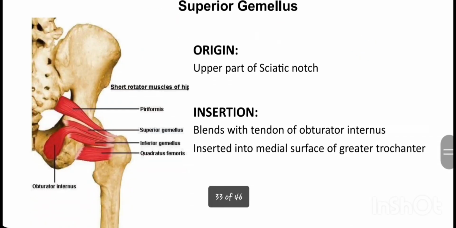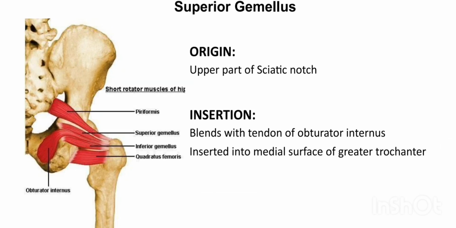Coming to the superior gemellus and inferior gemellus muscles. The origin of the superior gemellus is from the upper part of the sciatic notch. As we know, the two ligaments convert the sciatic notch into the sciatic foramen, and the sciatic notch at the upper part gives origin to this muscle. Coming to the insertion, it is inserted into the greater trochanter. Mostly all of this gluteal region, as I said, is inserted into the greater trochanter of the femur.